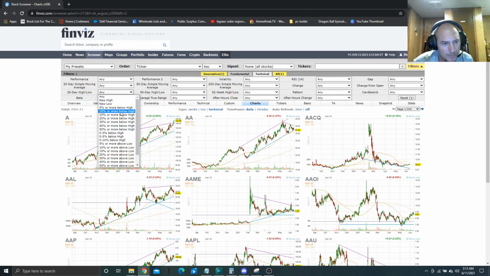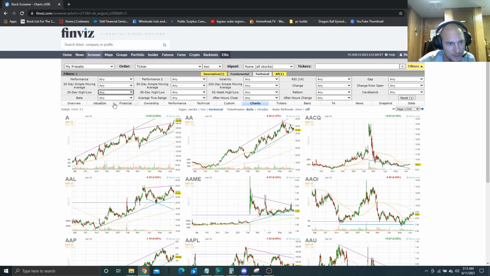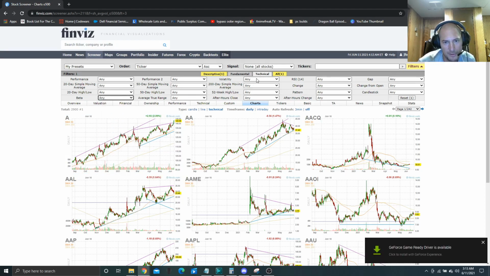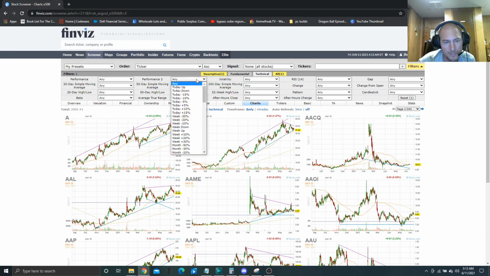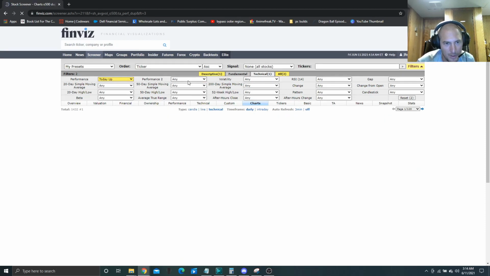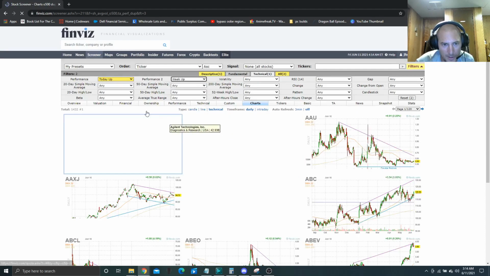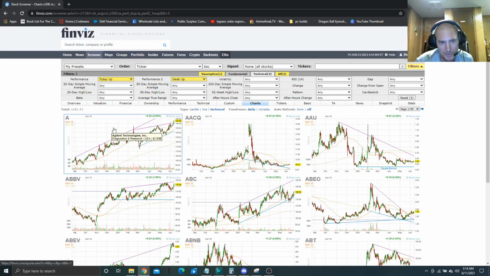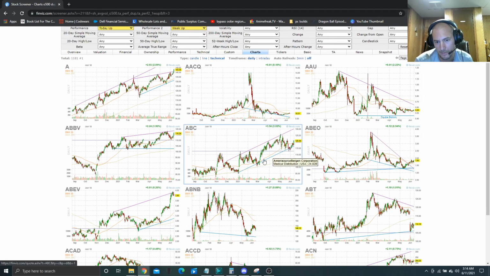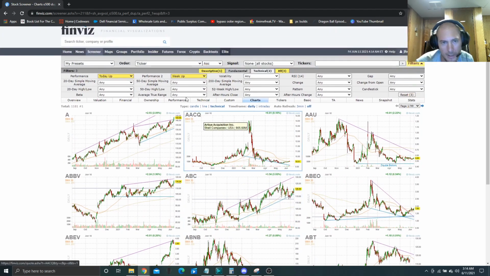The 20-day high low. This is another one I use for a super overbought or a super oversold situation. Beta, a lot of people use this to find volatile stocks. I prefer to use the volatility. And then here you can do another performance, like if you want say today up, and maybe you want it to be up for the week also.